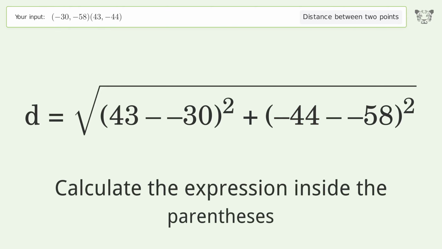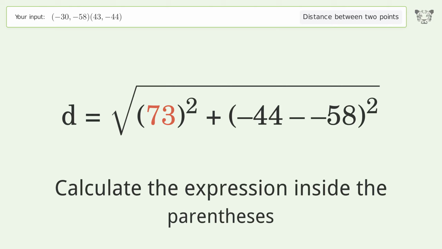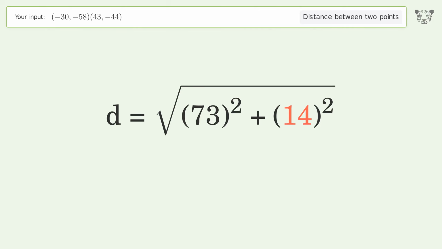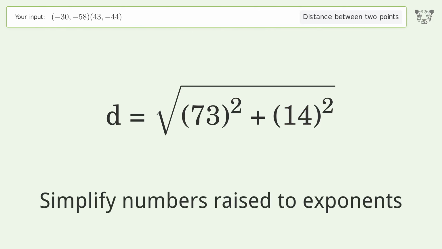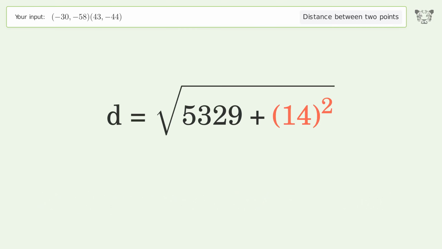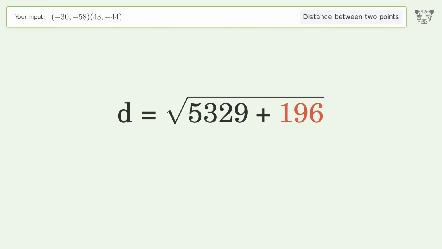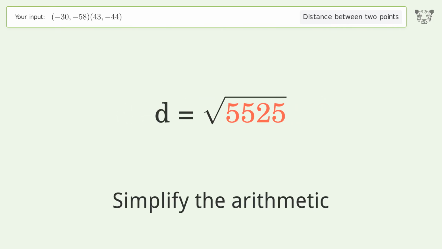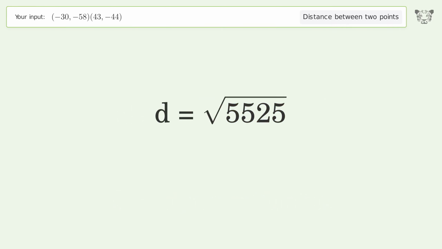Calculate the expression inside the parentheses. Simplify numbers raised to exponents. Simplify the arithmetic. And so the distance between the 2 points is the square root of 5,525, or 74.33.